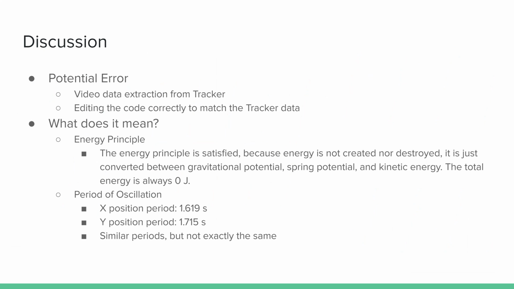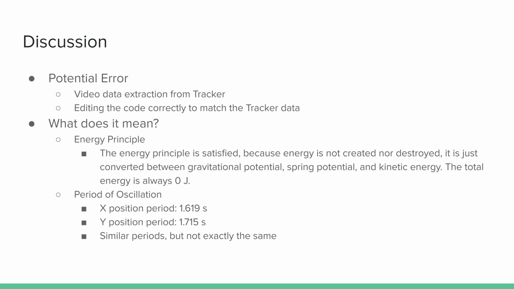What does it mean? The energy principle was satisfied because energy is not created or destroyed. It's just converted between gravitational potential, spring potential, and kinetic energy. And the total energy is always 0 joules. So no matter what type of energy it is, there's always the consistent total energy of 0.